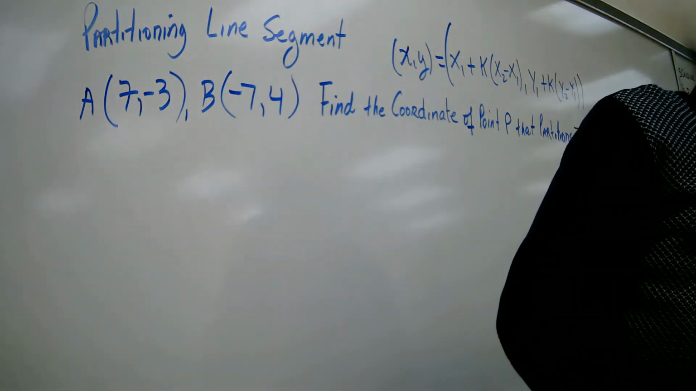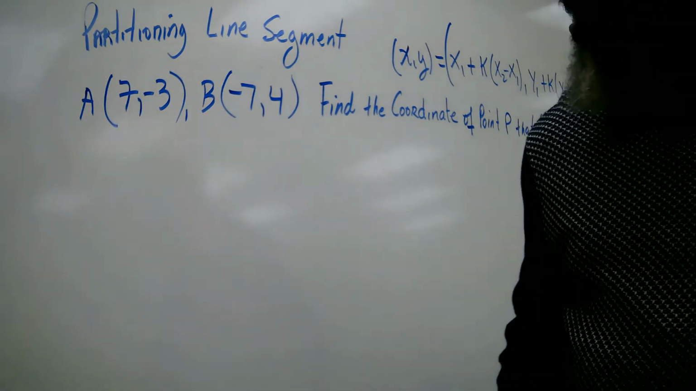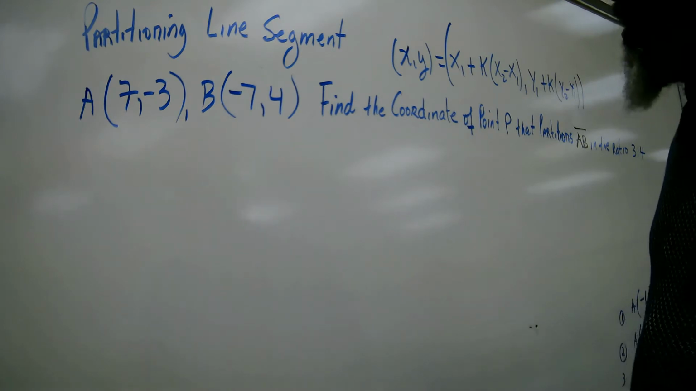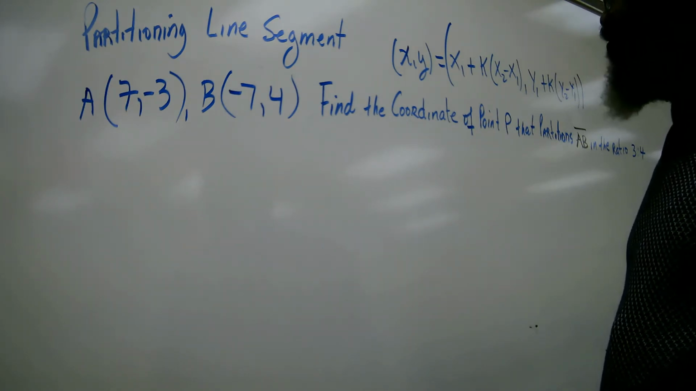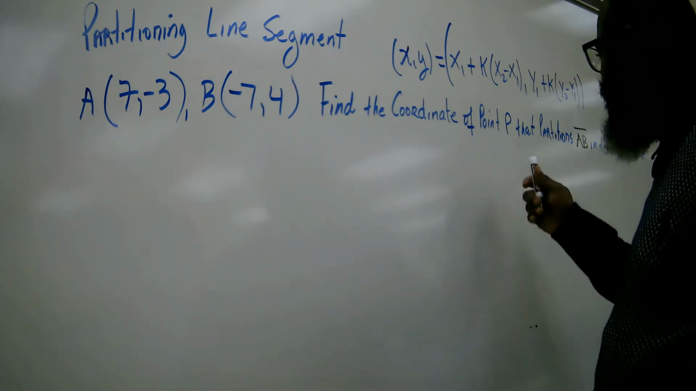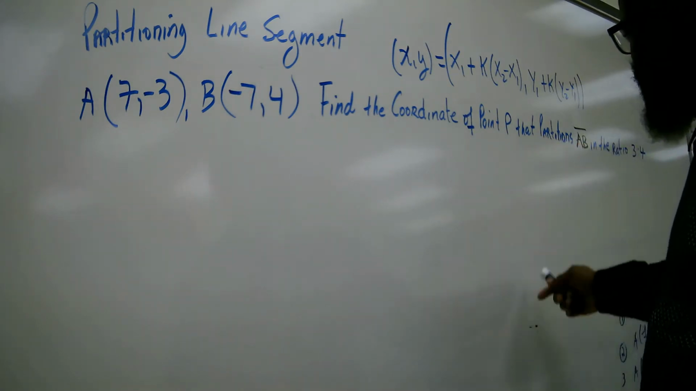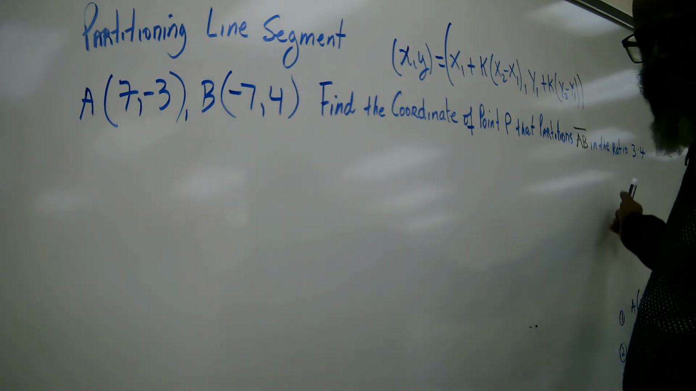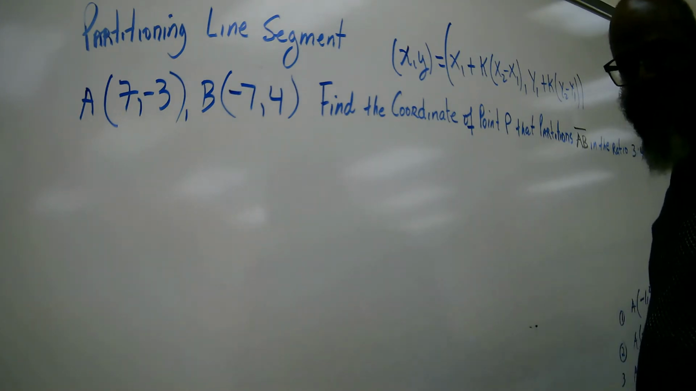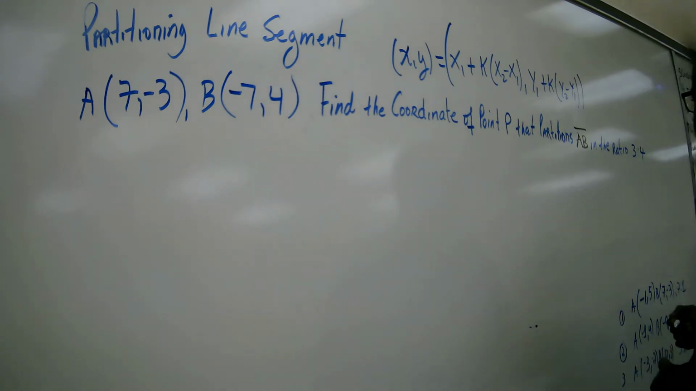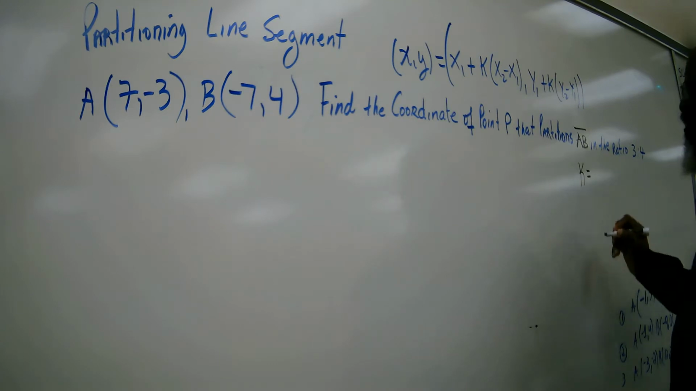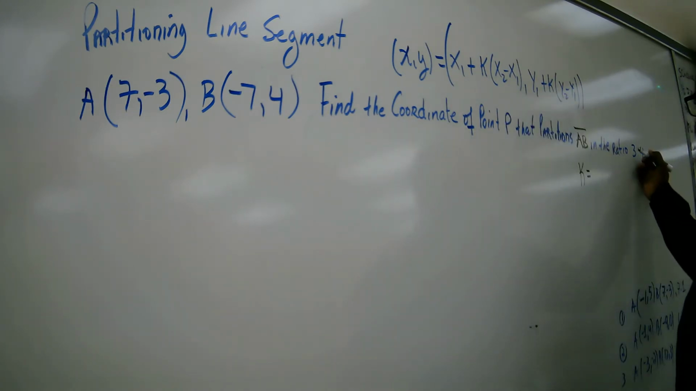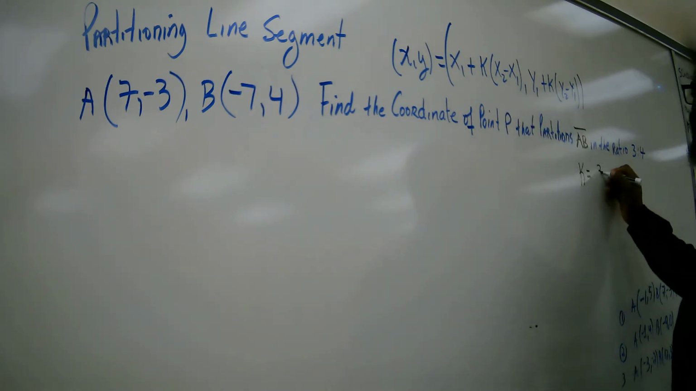Lesson continues on partitioning line segment. You are given point A, which is located at 3, 7, point B at -7, 4, and they ask you to find the coordinate of P that partitions segment AB in the ratio of 3 to 4. Since we are given the ratio, we're going to find the factor, which is K. So K equals, since you're going from A to B, your numerator is 3, and your denominator is 3 plus 4.